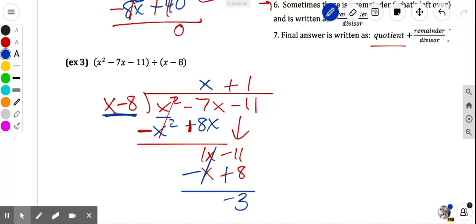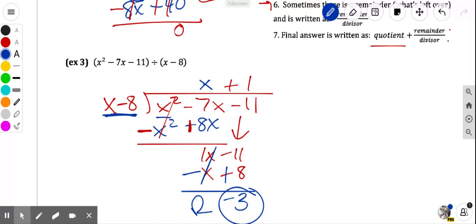So we've reached the end here. And I know that you can think of it as, because I wrote the x over the 7x and the 1 over the 11, there's nothing left. There's nothing left to bring down. So when there's nothing left to bring down, that's how you know you're done. And so this is your remainder.